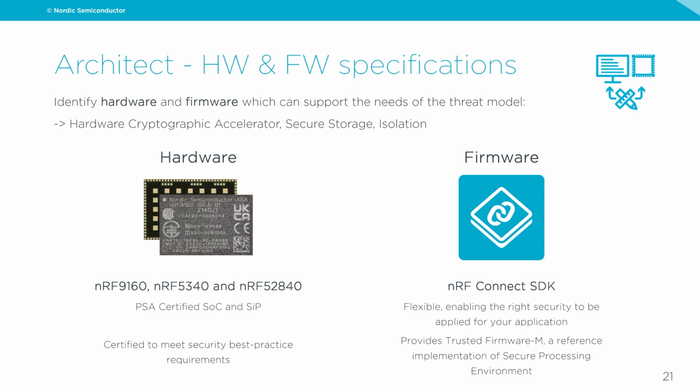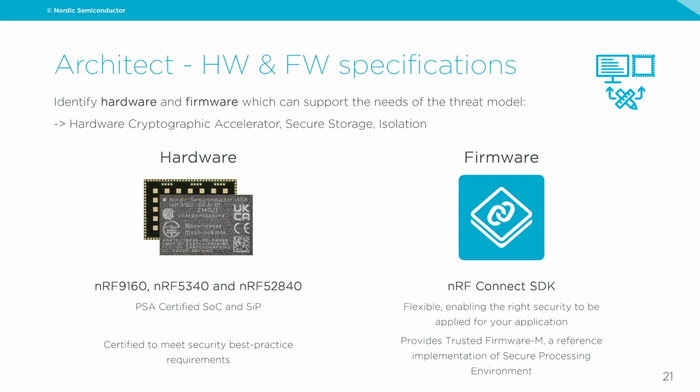So the next step after the threat modeling and security analysis is the architect. We need to look at hardware and firmware specifications, which means that we need to select hardware and firmware, which allows us to implement the mitigations that we need to have in place to protect against the threats that we have identified on the previous step. So we need to look at the hardware and firmware that can support the needs of that threat modeling.